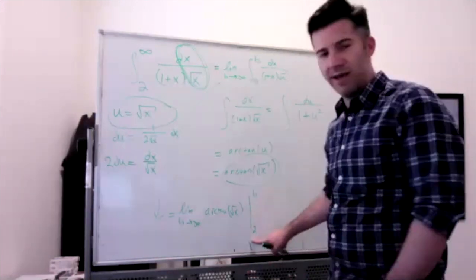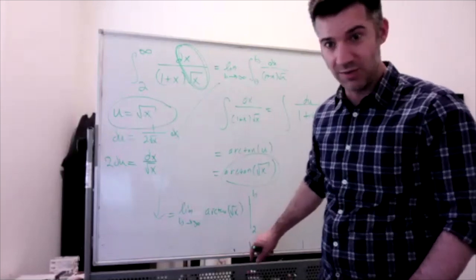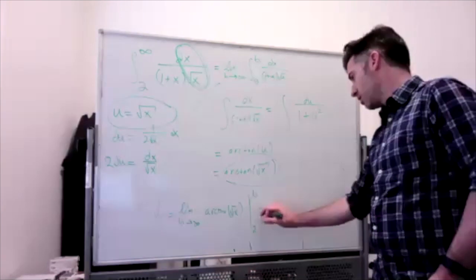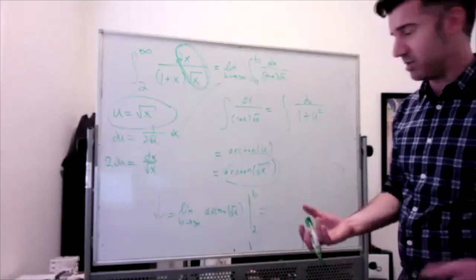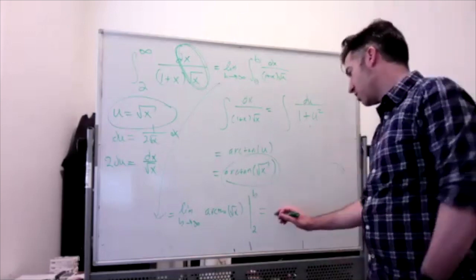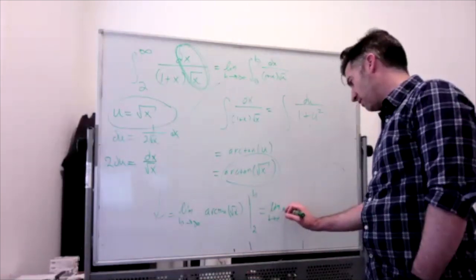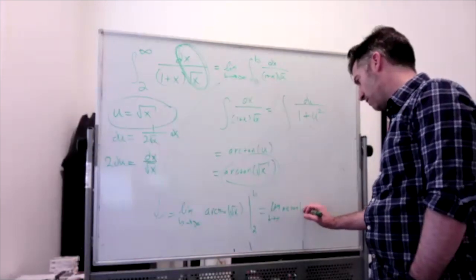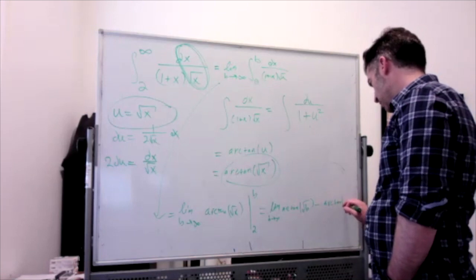You really should have made that a 3. It would have been so much of a cooler problem if that was a 3 than a 2. Here's why. Unless I made a mistake. I don't think I made a mistake, but clearly you guys know I make mistakes. I do all the time. So you get the limit as b goes to infinity of the arctangent of the square root of b minus the arctangent of the square root of 2.